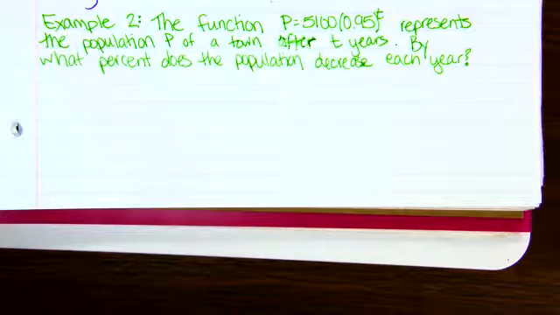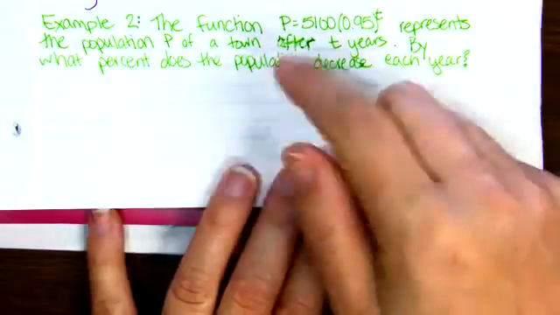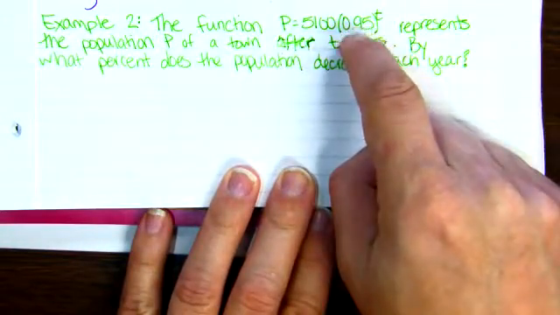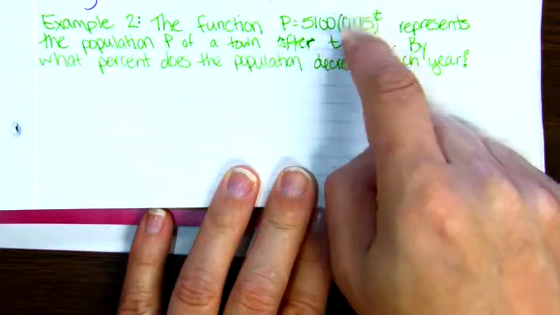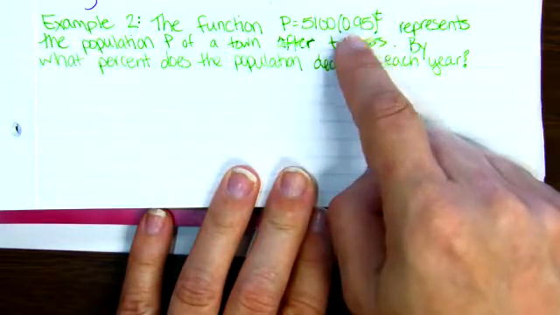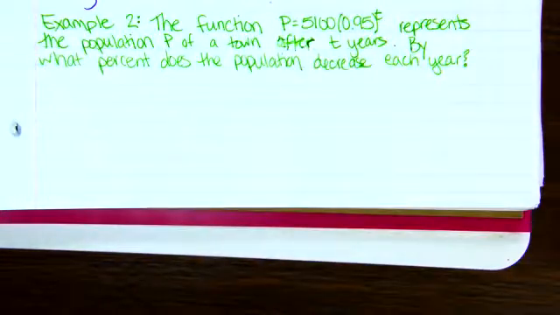For example 2, we have a story problem. The function p equals 5,100 times 0.95 to the t power represents the population p of a town after t years. By what % does the population decrease each year? So we know that this is exponential decay because the number in parentheses, or this factor here, is less than 1. So that's a decay factor.